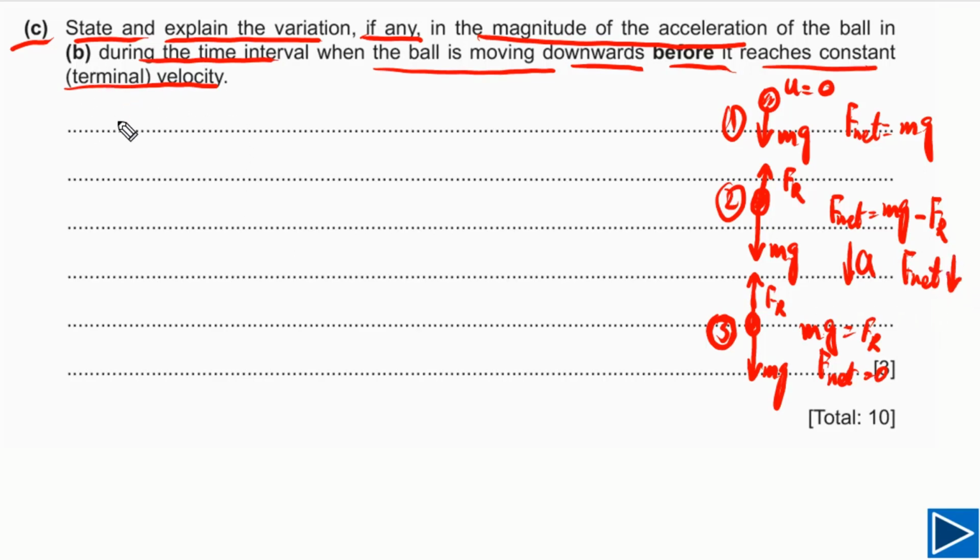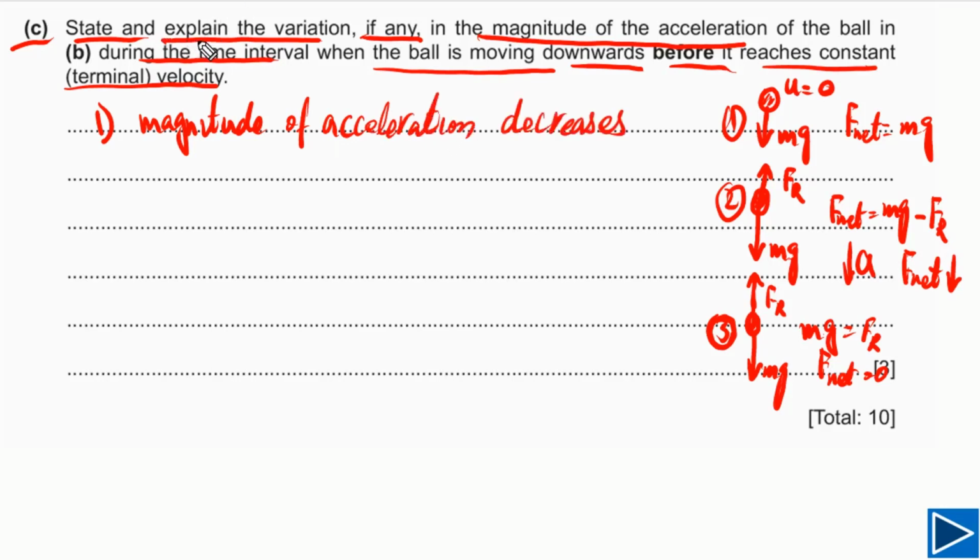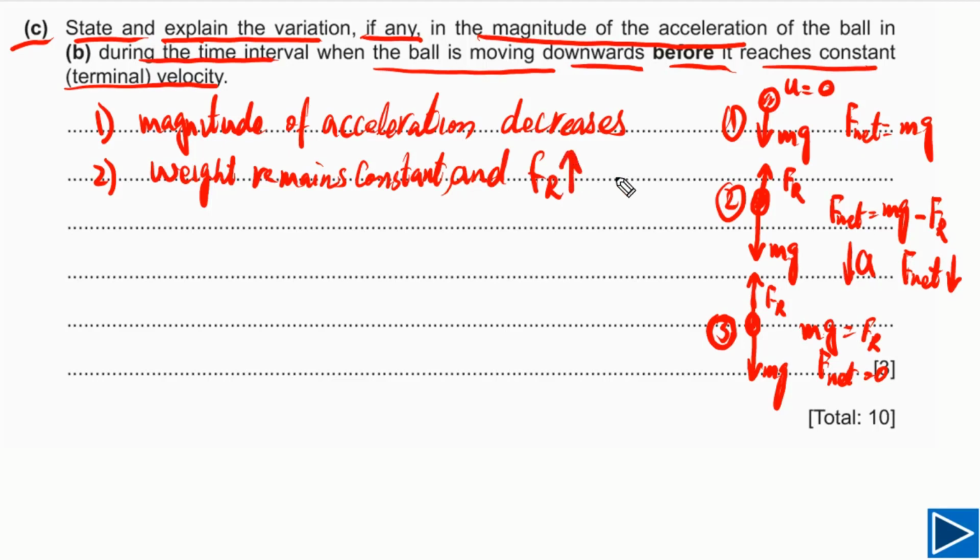So the first part of the question is asking us to state, so we can write down: magnitude of acceleration decreases. Now the question is also asking us to explain, so we can simply explain that as the ball is falling, weight remains constant. So the second point you can write down: weight remains constant, and resistive force, Fr, is increasing with speed.